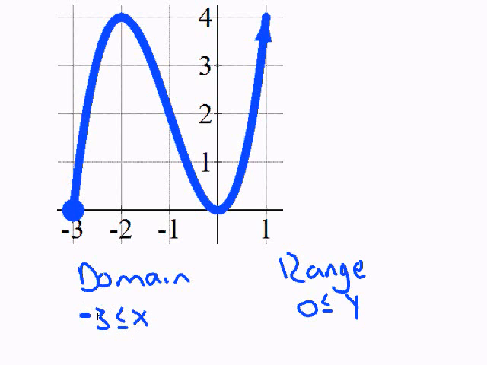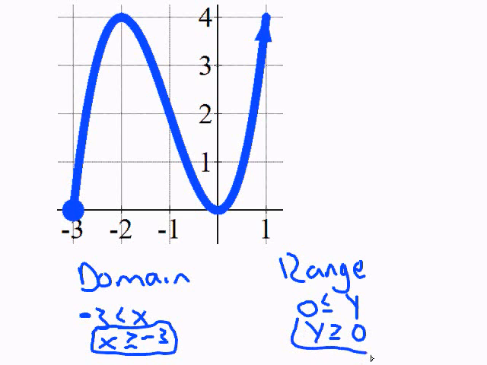Now, anytime you have this, you'll usually not see it written as -3 is less than or equal to x. You usually see it written the other way around. X is bigger than or equal to -3. So that's our domain. Our range, y is bigger than or equal to 0, is how you'll typically see that written. They'll usually write it the opposite way when you have a lower number but not a higher number.